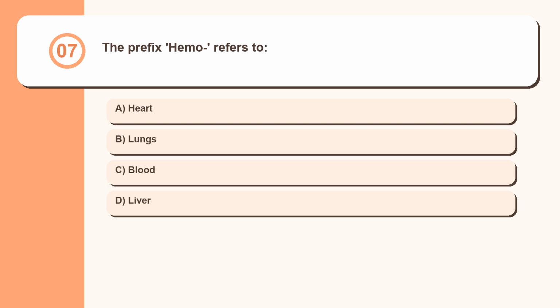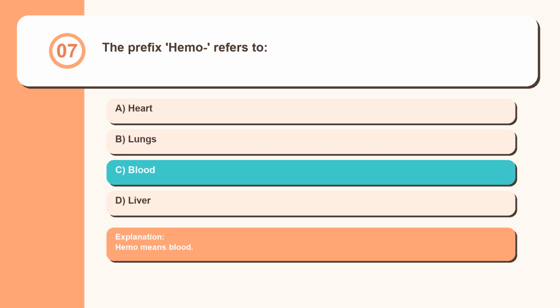Question 7. The prefix hema- refers to: heart, lungs, blood, liver. Hema means blood.